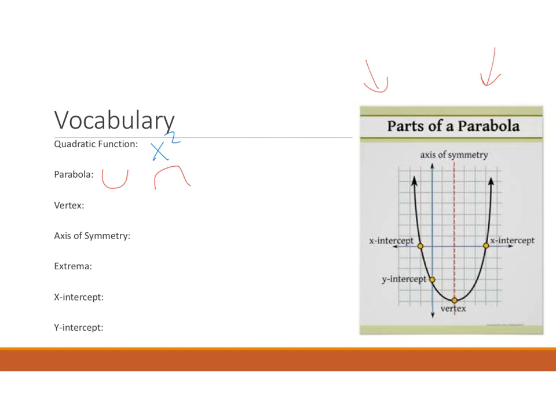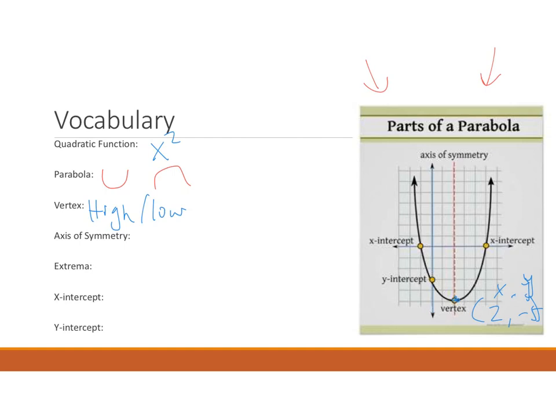The vertex is either the highest or the lowest point on the parabola. If you look at the example, this vertex is the lowest point. So how we're going to write it is as an ordered pair. Ordered pairs are x, y. So you write the x value. It's over to the right 2. But then it's down 1, 2, 3, 4, 5. So (2, -5).